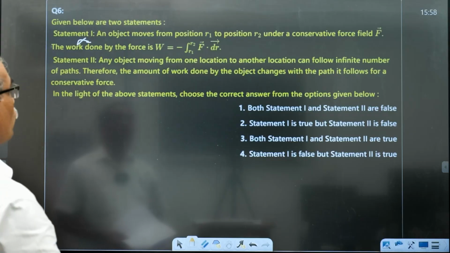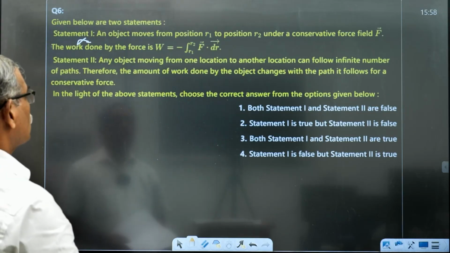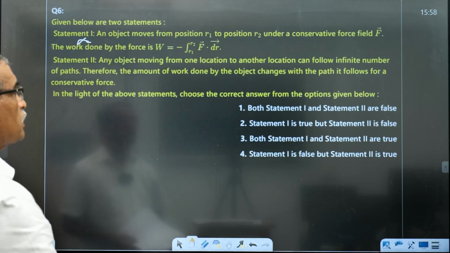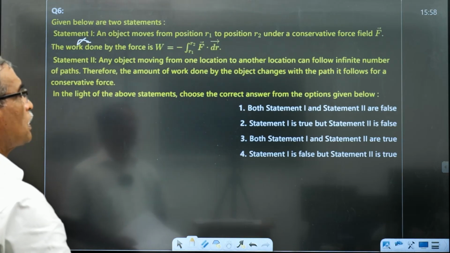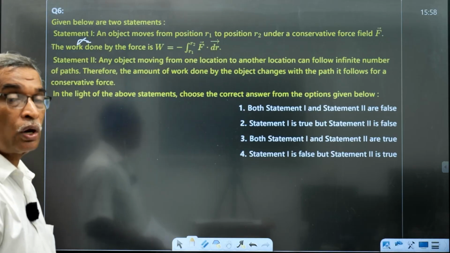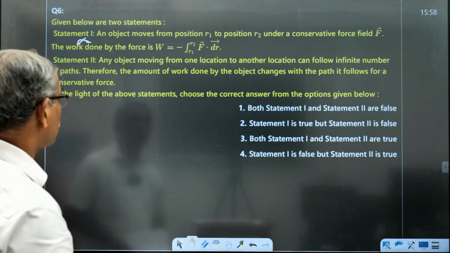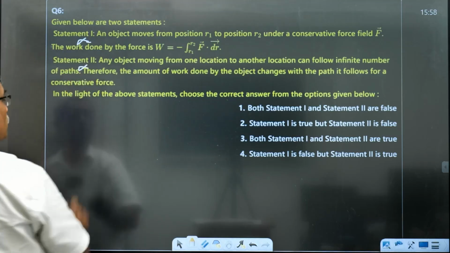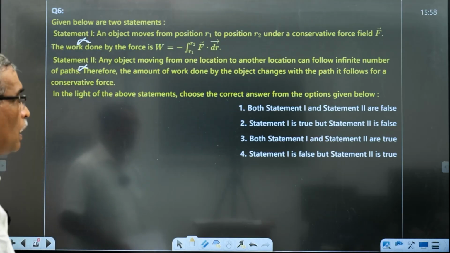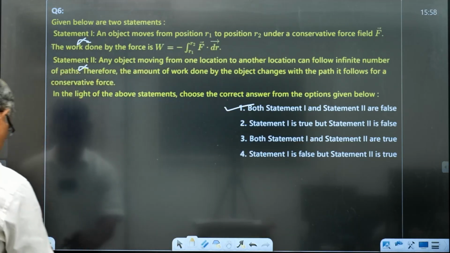Any object moving from one location to another location can follow an infinite number of paths. Therefore, the amount of work done by the object changes with the path it follows. In a conservative force field, it is not a path function. It depends only on the initial and final positions, and therefore this statement is also wrong. Both statements 1 and 2 are false. So this is the answer.